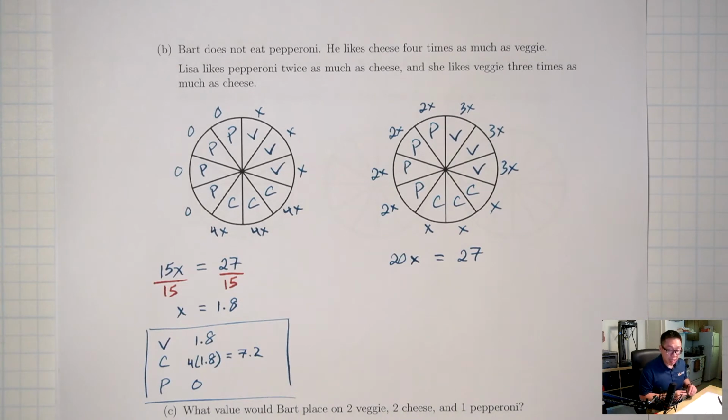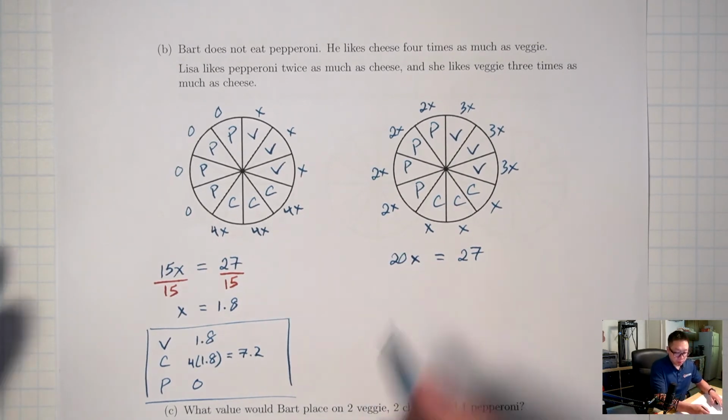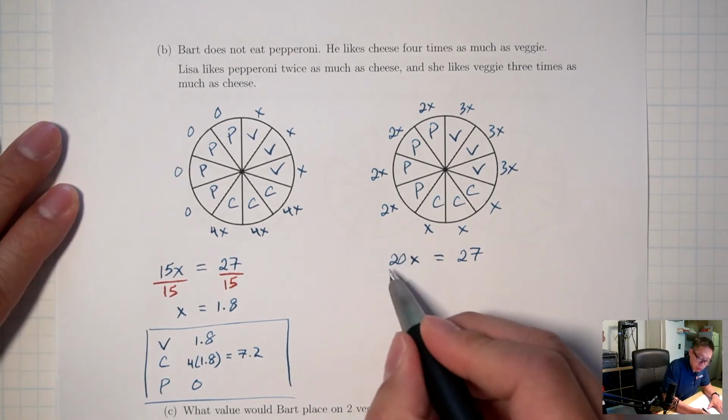And now get the x by itself. To get the x by itself, I need to get rid of this 20. To get rid of the 20, you're going to divide both sides by 20.